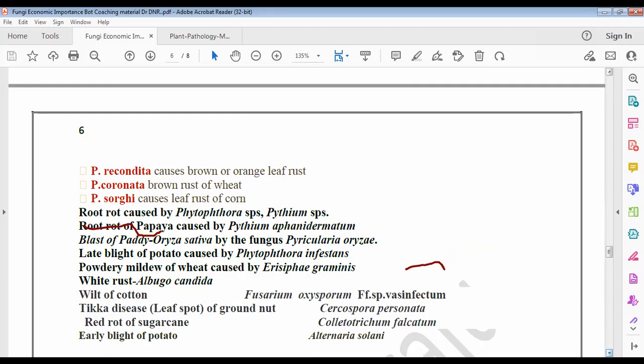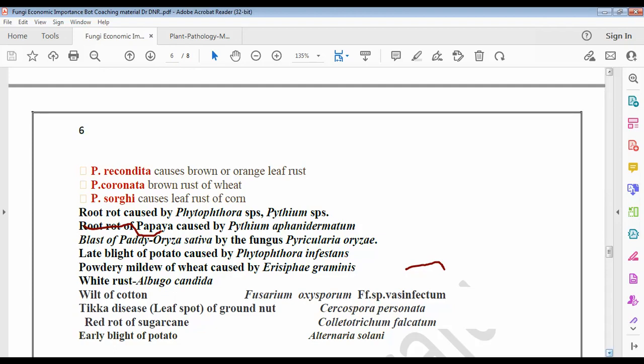And you know so many root rot diseases are caused by Phytophthora and Pythium. Why? Pythium and Phytophthora are soil-borne fungi. They are there in the soil, that's why they cause root rot diseases. Root rot of papaya.